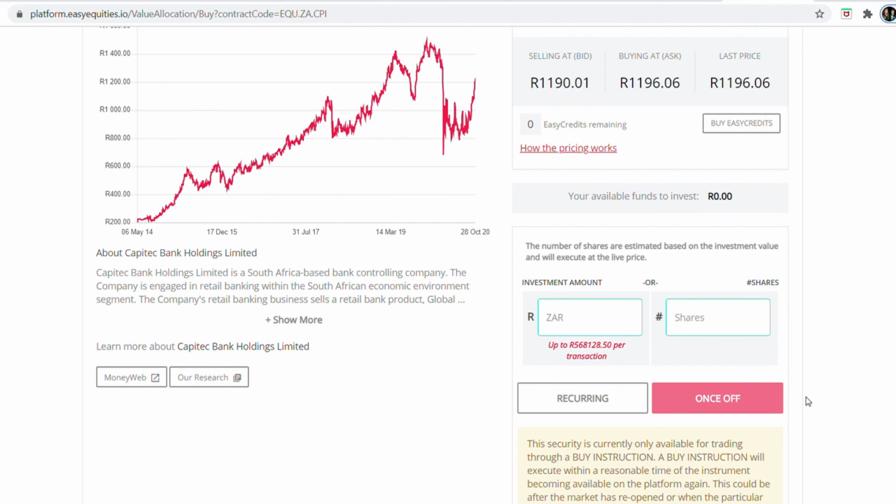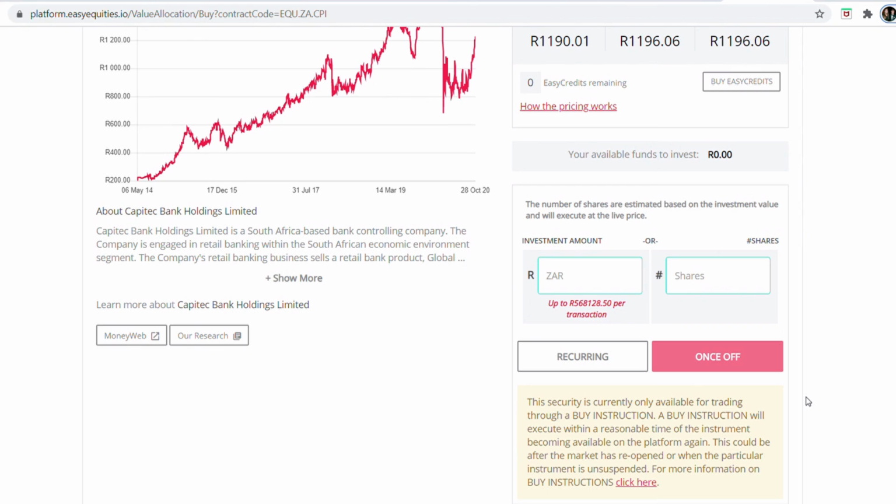Okay, and that is it, guys. That is essentially how you set up your EasyEquities account and how you go ahead and buy a share on the platform.